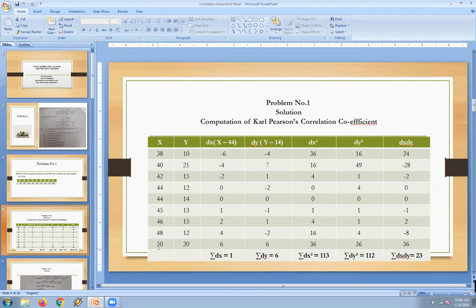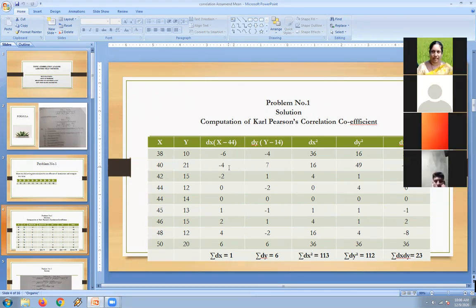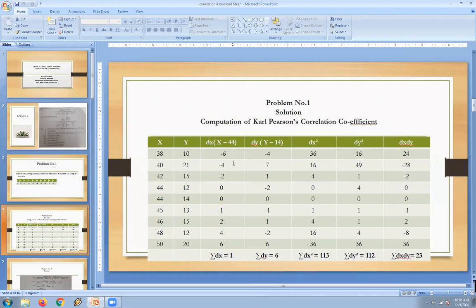Among these x variables, you select any one value. Here we have considered the assumed mean as 44. Then we keep on deducting 44 from all the variables. That is 38 minus 44 is minus 6, 40 minus 44 is minus 4, 42 minus 44 is minus 2, 44 minus 44 is 0, 45 minus 44 is 1, 46 minus 44 is 2, 48 minus 44 is 4, then 50 minus 44 is 6. Then we take the total of all dx values, because we require sigma dx and sigma dy to substitute in the formula, as well as dx square, dy square, and dx into dy.